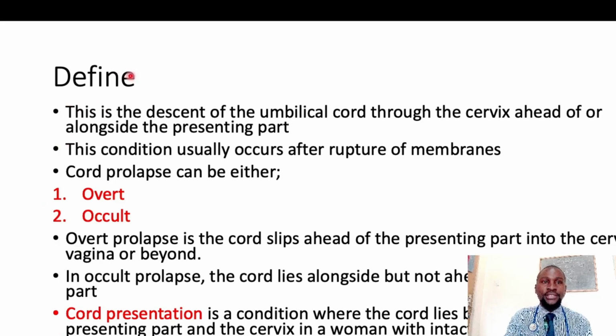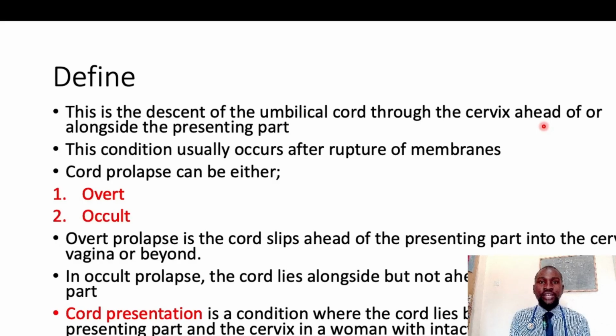So what is cord prolapse? Cord prolapse is the descent of the umbilical cord through the cervix ahead of or alongside the presenting part. I want you to pay attention to the terminologies that I'm using, to how I'm putting the words. So it can either be alongside the presenting part, or the cord can go beyond, ahead of the presenting part.